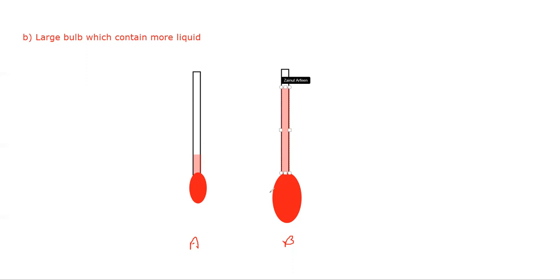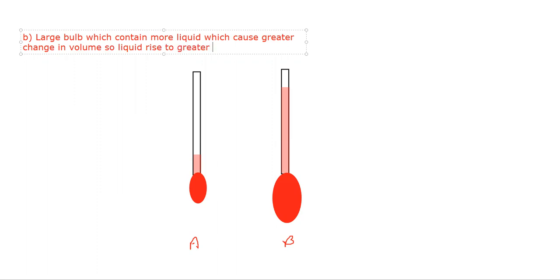So a large bulb contains more liquid, which causes a greater change in volume. So the liquid rises to a greater level. And you can understand this because here we kept the capillary the same. We did not change the size of the capillary. Because there are more particles in a larger volume, there is a greater number of particles, so they move further away from each other.